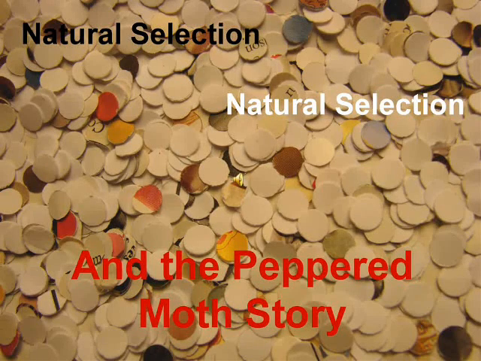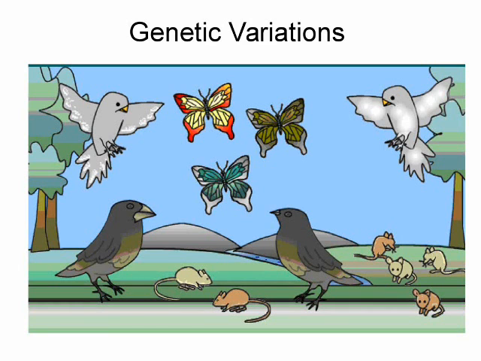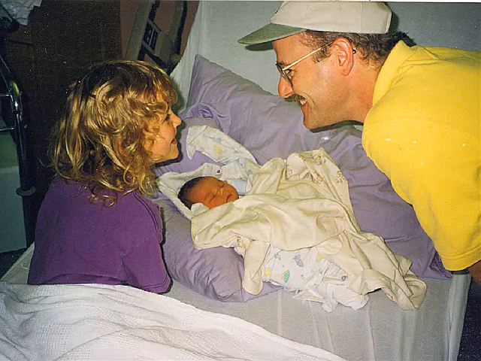Natural selection and the peppered moth. Natural selection is the mechanism suggested by Charles Darwin to explain evolution, the changes in a species over time.